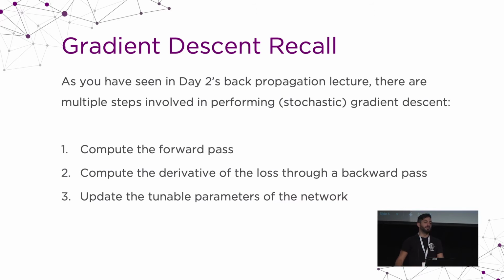Okay, so let's start with a bit of a recall as to what gradient descent is. Yesterday, Gaetan introduced the gradient descent algorithm and backpropagation. There are multiple steps involved in performing gradient descent, or stochastic gradient descent. The first step is to compute the forward pass. We have an input, we have our neural network, and we compute the output of our network. That's called the forward pass. We then want to compute the derivative of the loss through a backward pass. Finally, we want to update all the tunable parameters of the network. These are the three main points of the recipe for doing gradient descent.